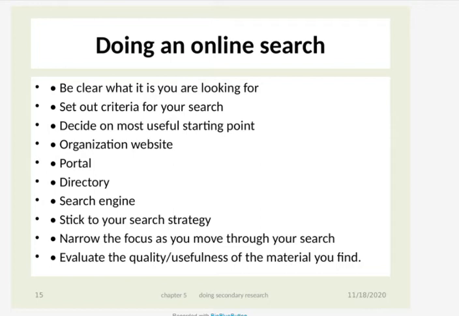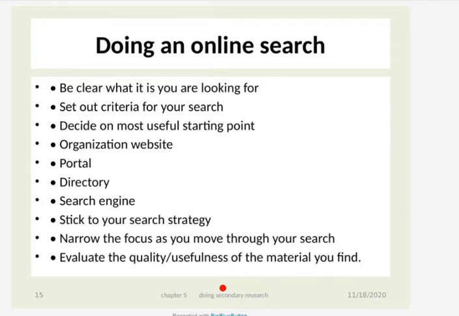Okay, so if we want to do online search, we have to take all these into consideration. And the most important is to stick to the search strategy. لأن أنت هتلاقي معلومات كتير, so you have to stick to the search strategy. ما تخليش حاجة تانية تتوهك if you want to. يعني هتلاقي معلومات كتير وممكن تغير البلان بتاعتك, بس you have to stick to the search strategy. Very important when we do the online search. And of course, you need to evaluate the quality and usefulness of material you have.